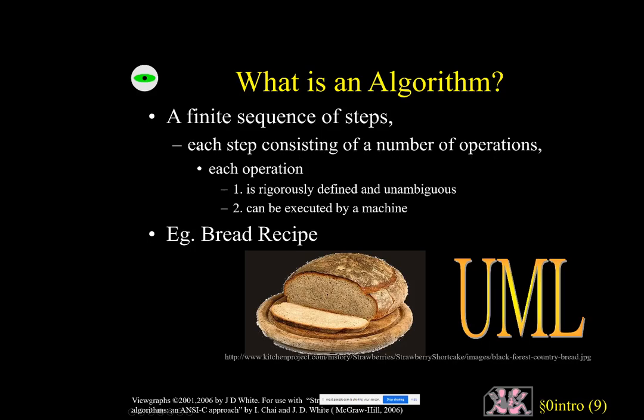In other words, first step, prepare the batter. And then each operation, take this, take this, take this, take this. Next step, wait for the yeast to take, and how long you wait. And then start to cook in the oven, how you need to do that. So this would be an algorithm.